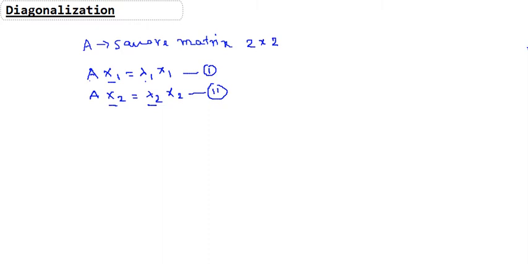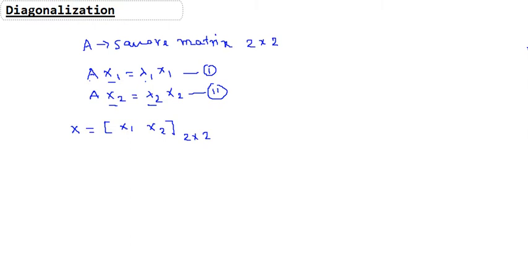Then suppose we write the matrix x with first column x1 and second column x2. Because we are talking about a 2 by 2 matrix, x1 is a 2 by 1 matrix, and x2 is another 2 by 1 matrix, so x is a 2 by 2 matrix. Why 2 by 1? A 2 by 1 matrix means here we have some entries, suppose x1 dash and x2 dash, so we get a 2 by 2 matrix in this way. Let me erase this first.